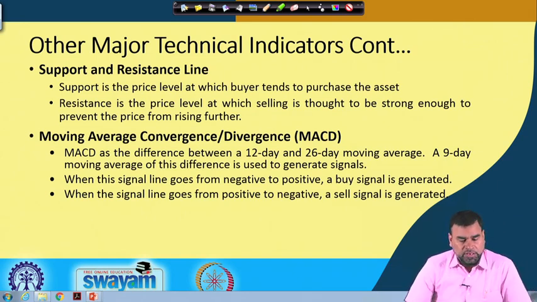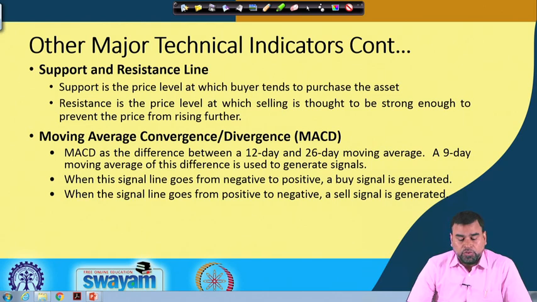Then we have another one, the moving average. You already know that the moving average is very important from the prediction point of view. So, we have a measure called moving average convergence divergence, popularly known as MACD. It is nothing but the difference between a 12-day and 26-day moving average, and a 9-day moving average of this difference is used to generate the signal.